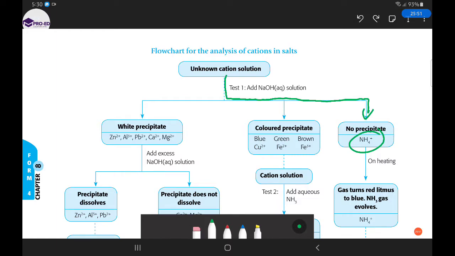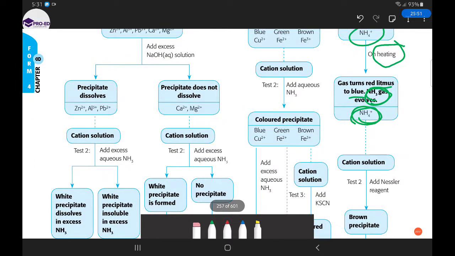Then what you can do is heat up the solution, and if it gives off a gas which turns red litmus paper to blue, that means you know it is ammonia gas. And if it's ammonia gas that is evolved, that means it is guaranteed to be ammonium ions. However, to double test ammonium ions, there is another reagent we can use, but we will see that later. Right now, we are not learning that part yet.